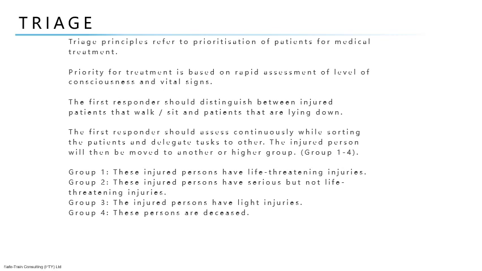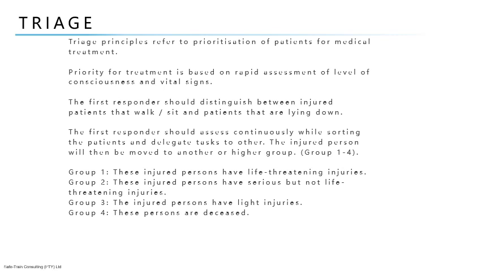Sorting of patients on a scene. In adults, priority for treatment is based on rapid assessment of level of consciousness and vital signs. As a first aider, you will assess the victims one by one and identify vital signs to give you an indication of the degree of urgency for treatment. You will then prioritize the urgency, according to the level of seriousness of the injured person.